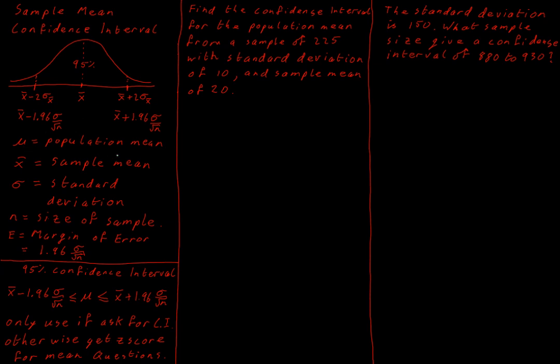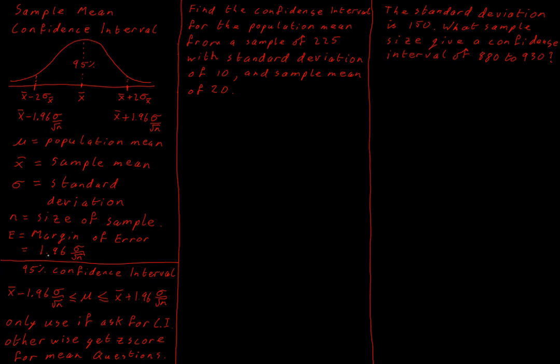Now, reminder of some language, we have mu as the population mean, x bar is the sample mean. So we're going to take a sample from the population to get an idea of what the population mean should be. Sigma still stands for the standard deviation. That can be the standard deviation of the population or the sample. They will sometimes give you one or the other, and you use them exactly the same way. N stands for the size of the sample.